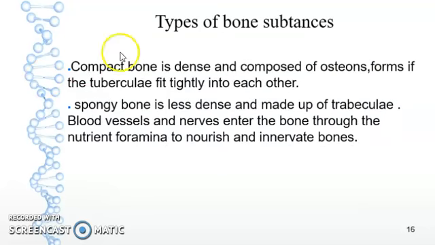Okay. So, types of bone substances. Compact bone is dense and composed of osteons, formed when the trabeculae fit tightly to each other. Here there are two types of bones. First, the compact bone, which is dense and fits tightly together, and second, the spongy bone, which is less dense, made of trabeculae. Blood vessels, nerves, and the nutrient foramina nourish the bones.